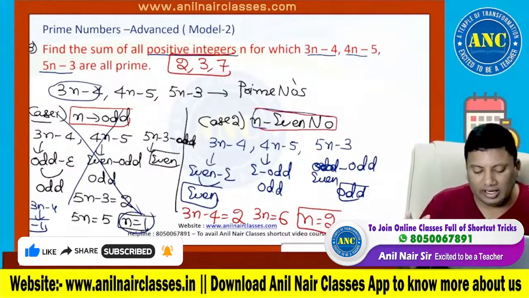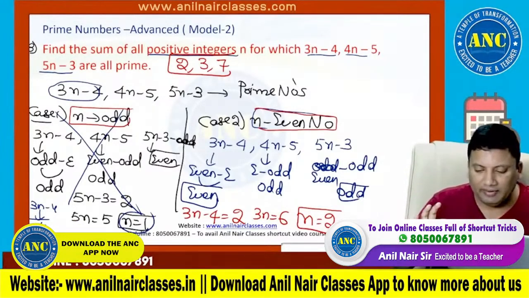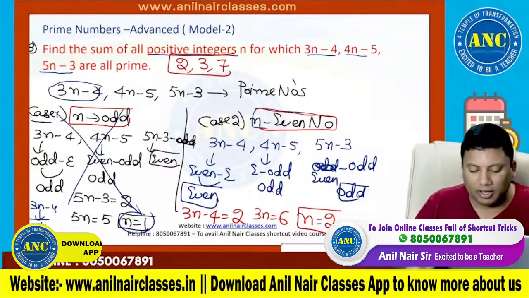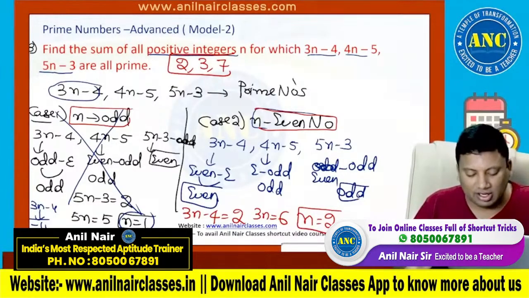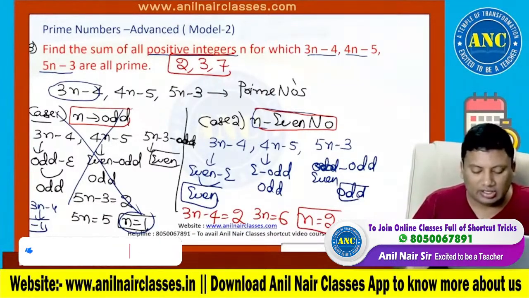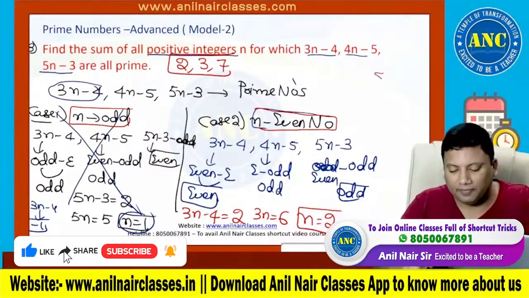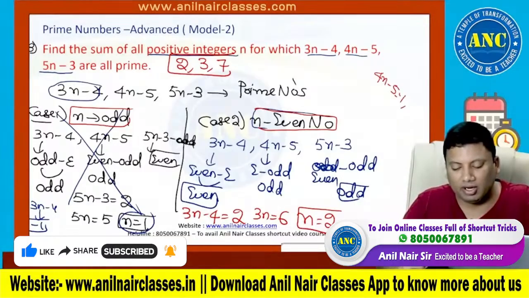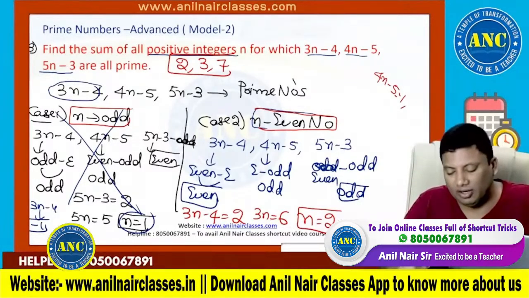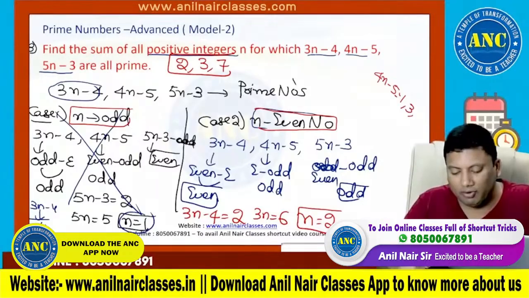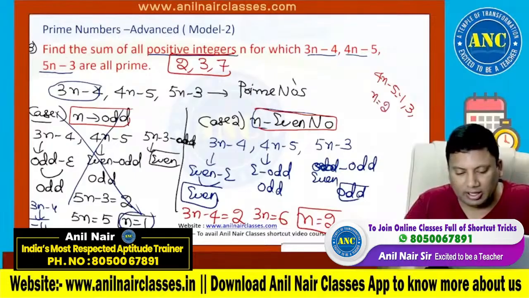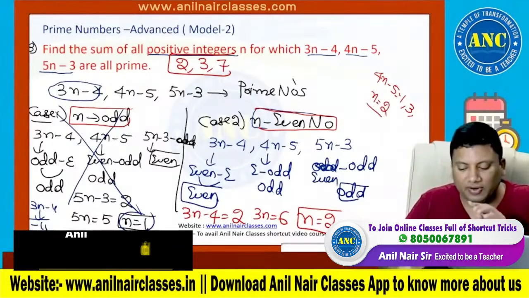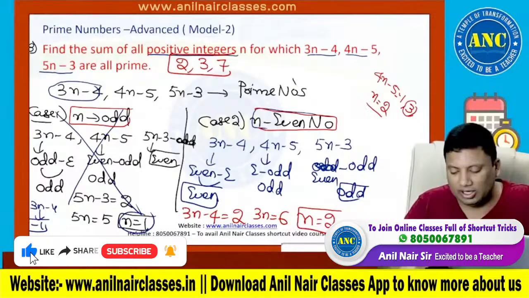If I take an even number, for example, 4n minus 5: even into even, and 5 is an odd number, so even minus odd is odd. Suppose I take 4n minus 5 equal to 1, then 4n is 6, and n will be a fraction. If 4n minus 5 is 3, then 4n is 8 and n is nothing but 2. In this case it is possible. That is what I did.